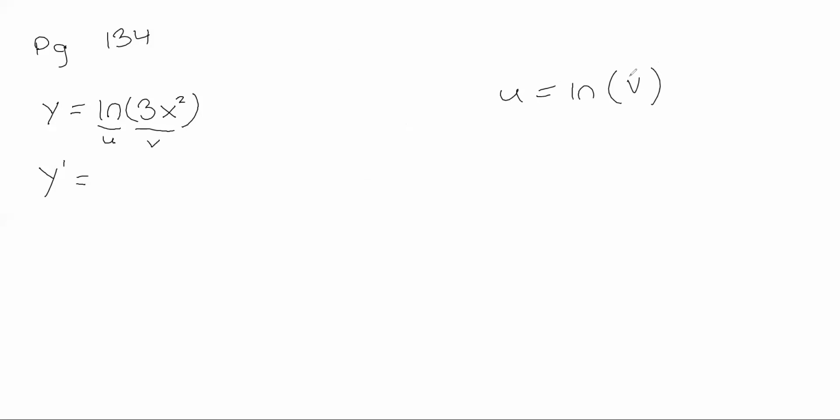So then ignoring this v, let's just pretend it's an x for now. Because now we can approach it like this. We know the derivative is just going to be 1 over x. And then we have v is 3x squared, so then v prime is going to be 6x.